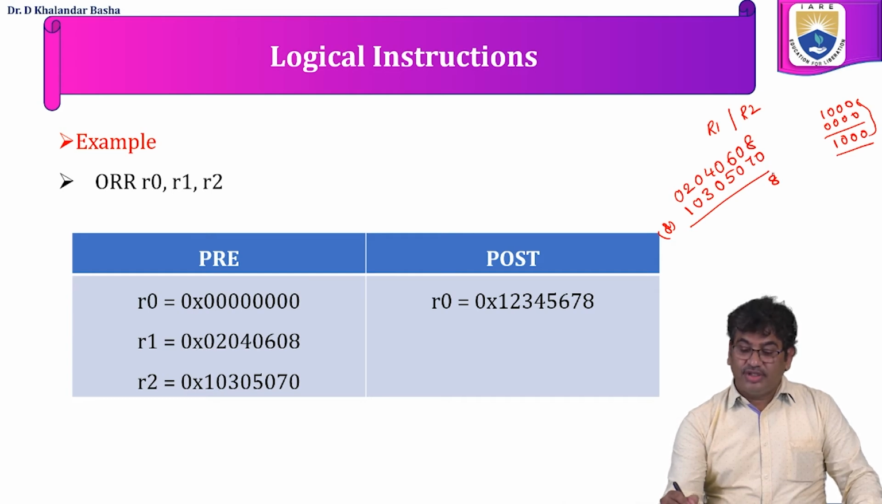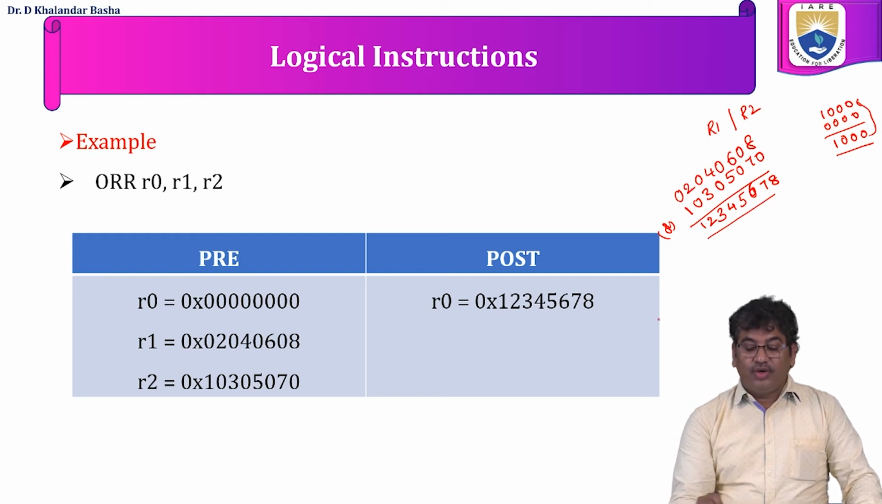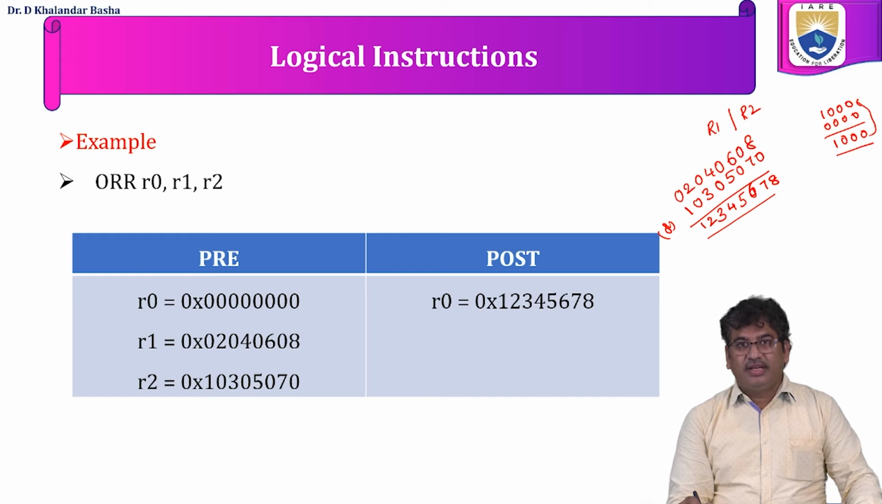7 OR with 0 will get 7. 6 OR with 0 will get 6. 5 OR with 0 will get 5. 4 OR with 0 will get 4. 3 OR with 0 will get 3. 2 OR with 0 will get 2. 1 OR with 0 will get 1. So the result is 1, 2, 3, 4, 5, 6, 7, 8.